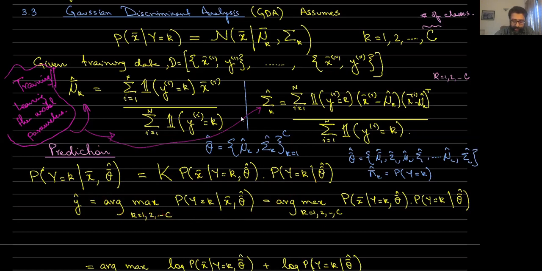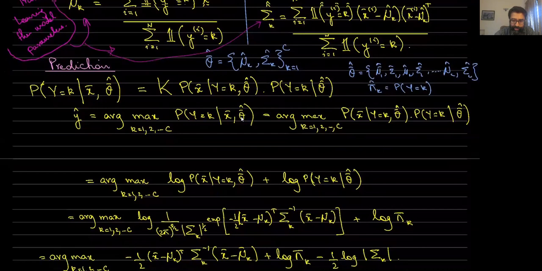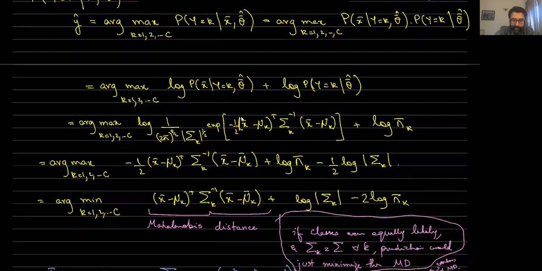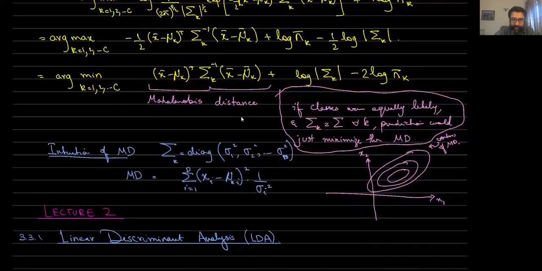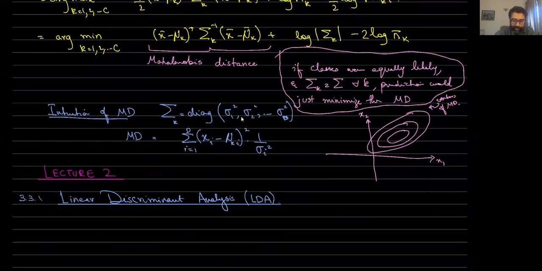Or ye karte karte humne, you go through some of that math, and we found out ki at the time of the prediction, this is what you would need to minimize. At time of prediction, this is what you would need to minimize. Oops. And this is something called the, kya kehlata hai janab? Waleed? Mahalanobis distance. This is Mahalanobis distance, right?